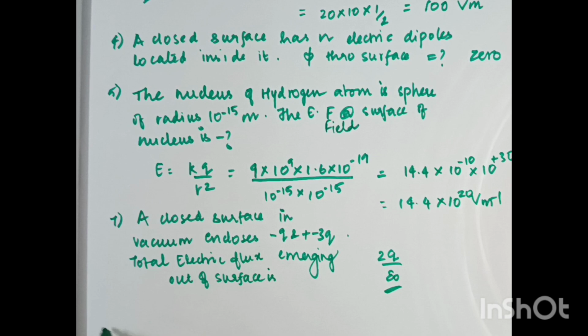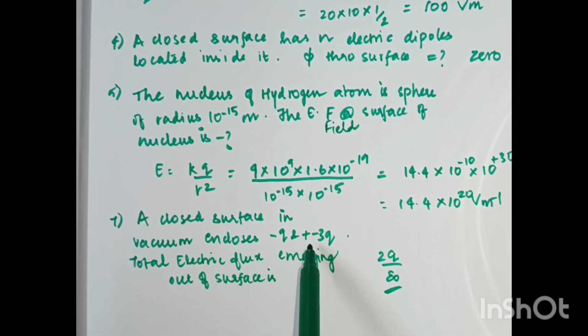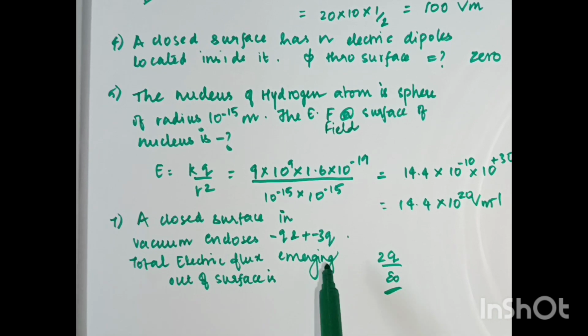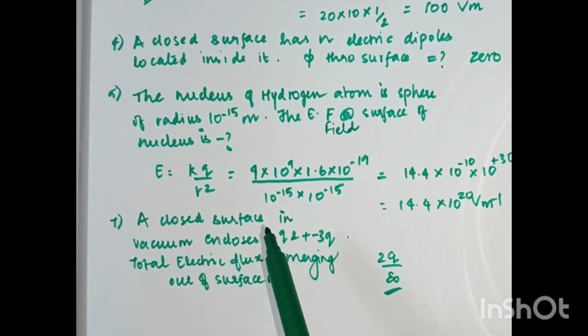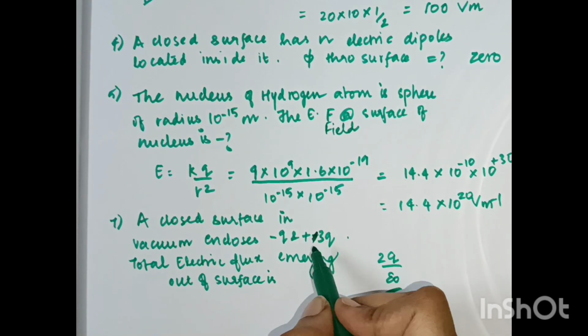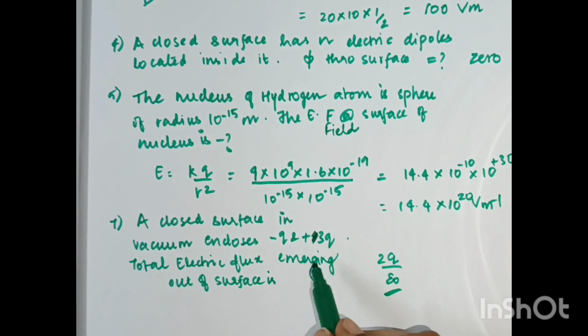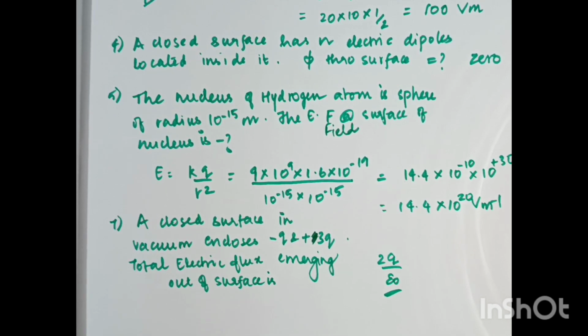Let us see this question. A closed surface in vacuum encloses plus q and minus 3q. What is the total electric flux emerging out of the surface? So we have to just add the charges. It is actually minus q and plus 3q. Please note this: minus q plus 3q. Simple addition gives us 2q by epsilon naught. That is, phi enclosed is 1 by epsilon naught times the charge enclosed.